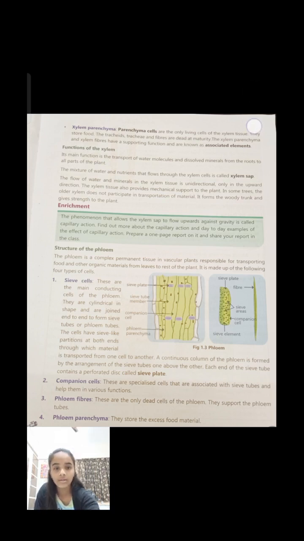Second point, the flow of water and minerals in the xylem tissue is unidirectional, only in the upward direction. Third point, the xylem tissue also provides mechanical support to the plant.